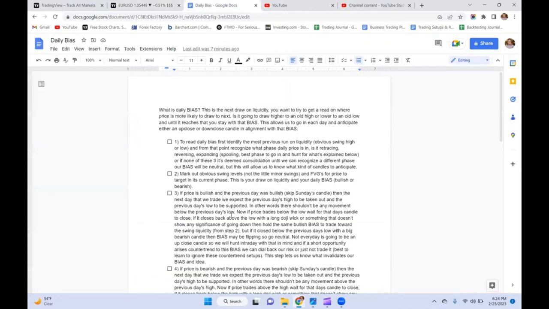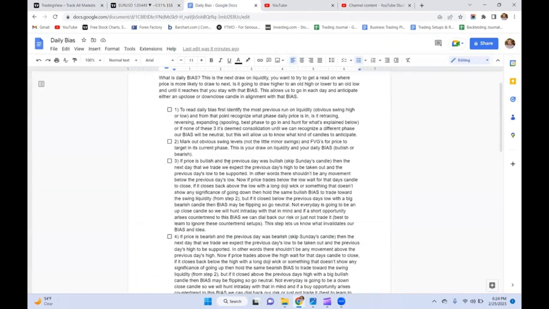So if price is bullish and the previous day was bullish, you want to skip Sunday's candle, then the next day that we trade, we expect the previous day's high to be taken out and the previous day's low to be supported. In other words, there shouldn't be any movement below the previous day's low. Now, if price trades below the low, you want to wait for that day's candle to close.